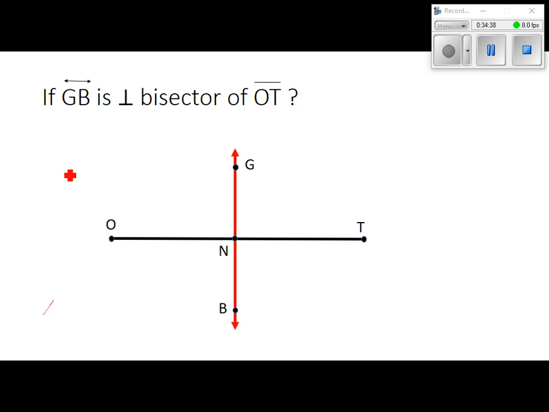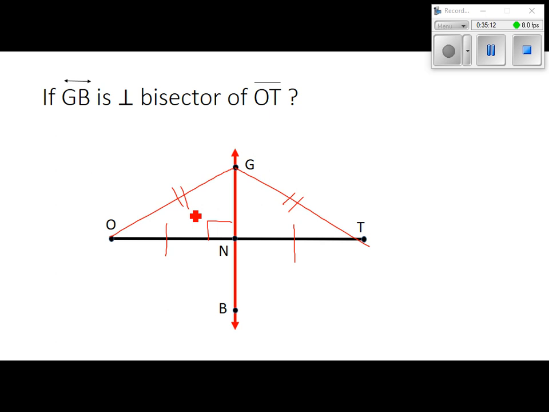If line GB is a perpendicular bisector of segment OT, tell me what you know. Give me something here that you can tell me has to be true. Angle GNO is a right angle, so I'm going to mark that a right angle. Segment ON is congruent to NT, so those two have to be the same. G to O and G to T is the same distance, so from here to there is the same distance as from here to there. So we know that. Give me something else.